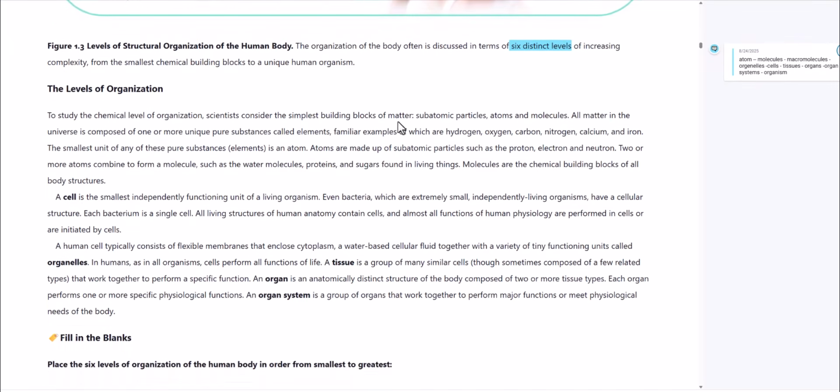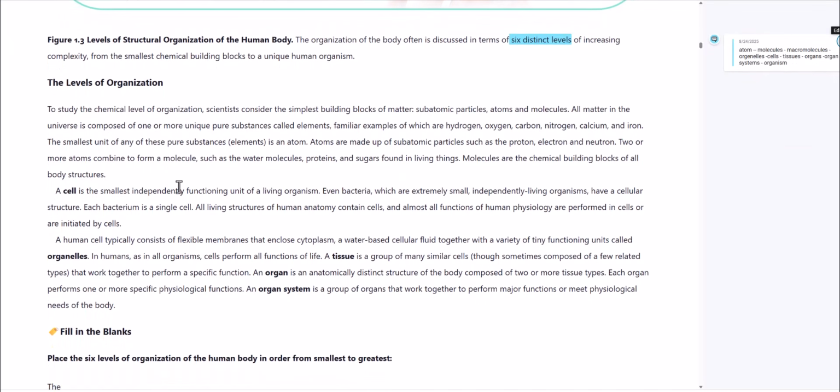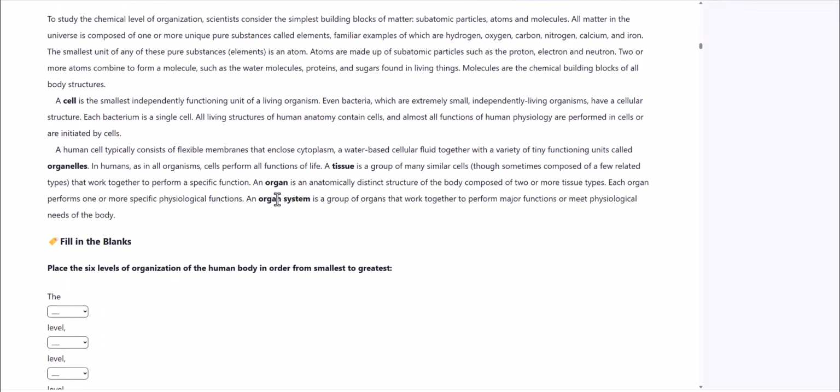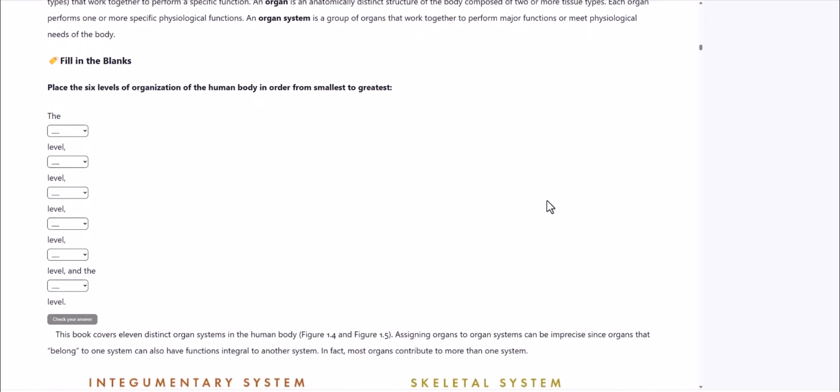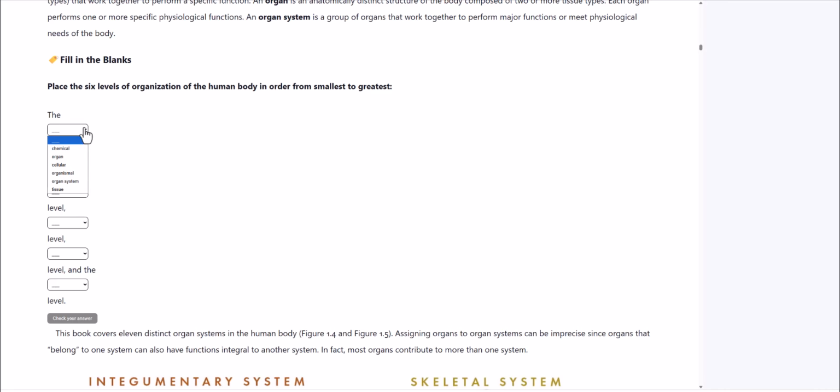And all of what I just said is now described here in the text, going from the atomic level up to and through the organ system and the entire organism. Here's an activity for you to fill in from the lowest level up to the top level.